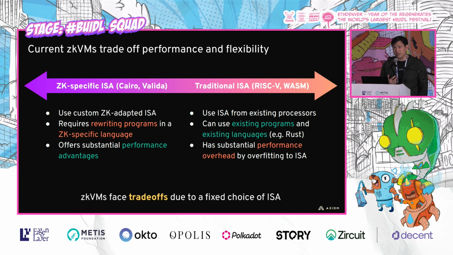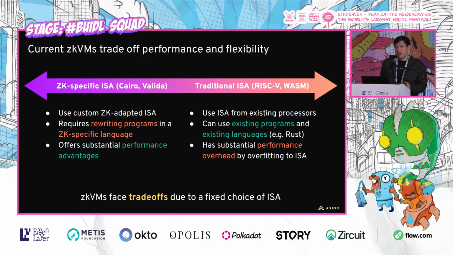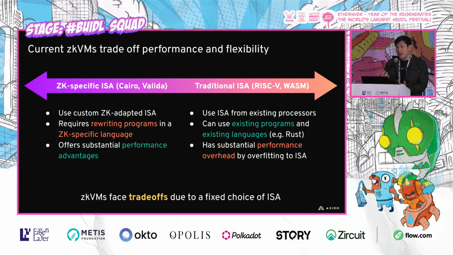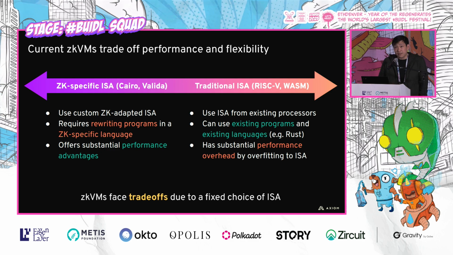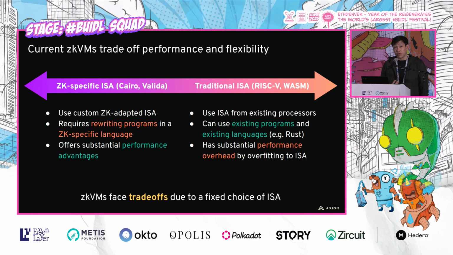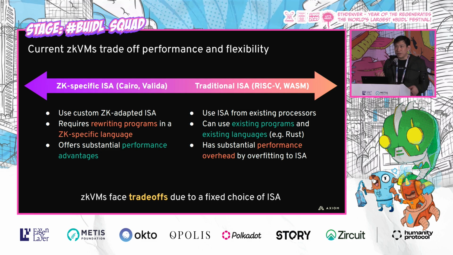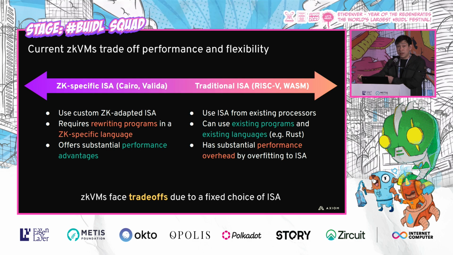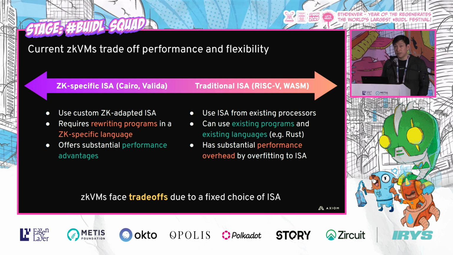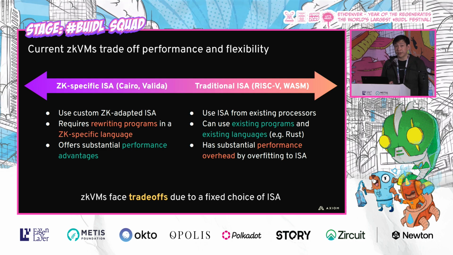The first is to pick something that's very zk specific. So Cairo and Valida support new ISAs that were invented specifically for the purpose of being convenient in zk. This has a lot of performance advantages, which is why the developers of those systems chose this. However, they have the significant downside that they're not really compatible with standard programming languages. The developers of these systems have created new programming languages that developers must rewrite their programs in to use these zkVMs. And so obviously that's a pretty big developer experience bottleneck.